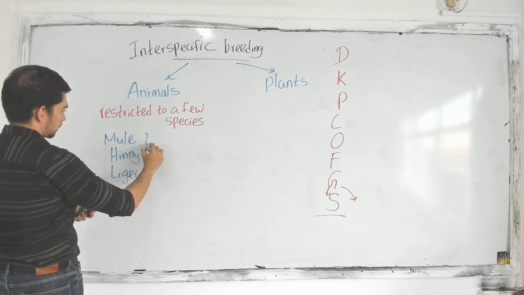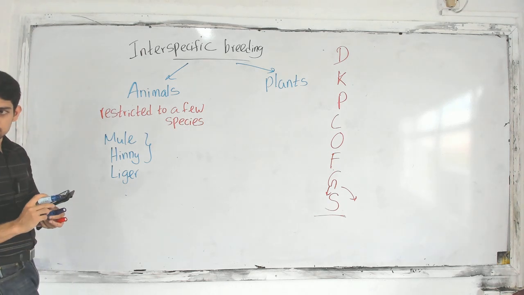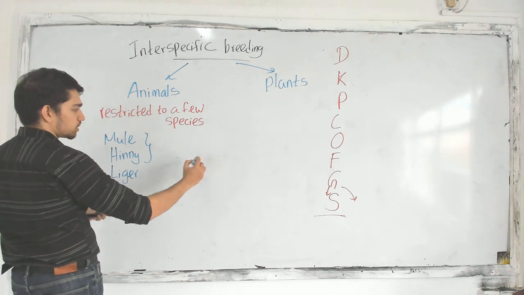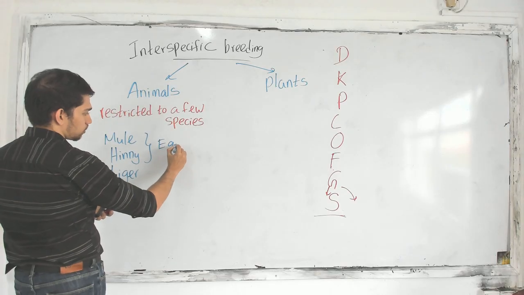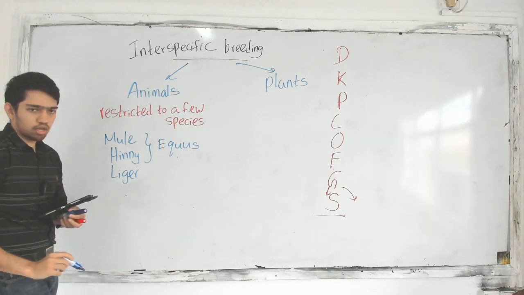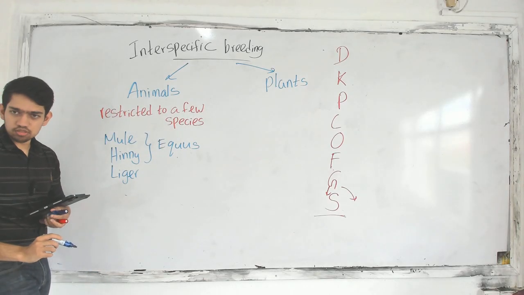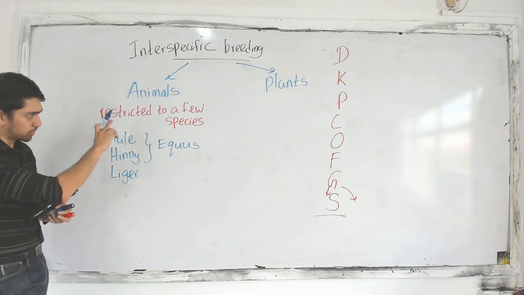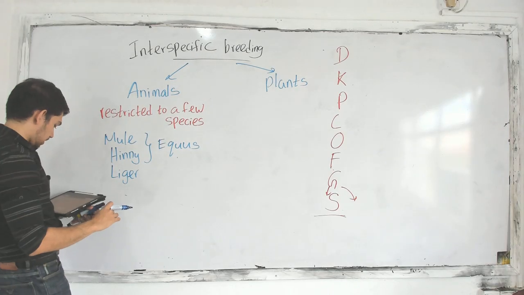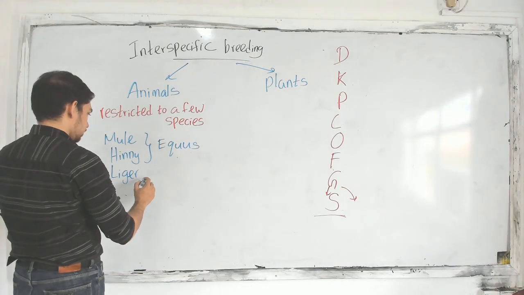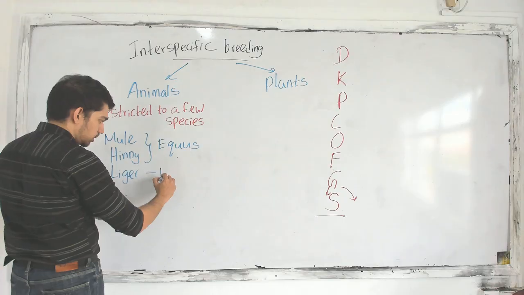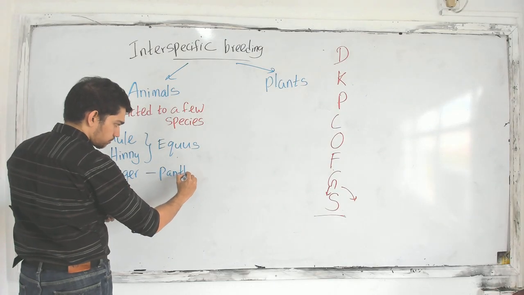So these mules and hinnies, horses and donkeys, they have a common genus that is called Equus. They are both of the same genus, so we can cross them. But they are going to have problems. We'll talk about the problems. Then liger, lion and tiger, they are both of the genus Panthera.